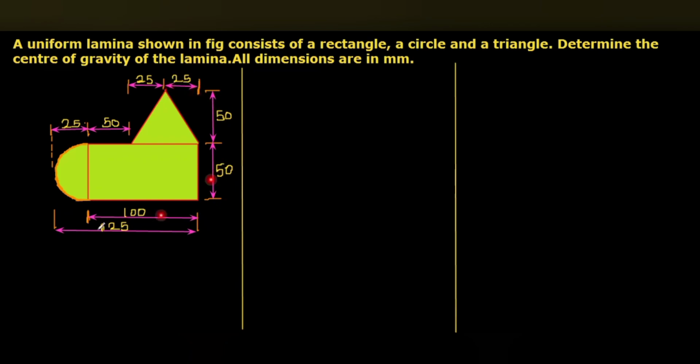Okay. So here a lamina is given. It consists of a rectangle, a semicircle, and a triangle also. So for our convenience, the given lamina will be separated into three segments, such as rectangle, semicircle, and a triangle.